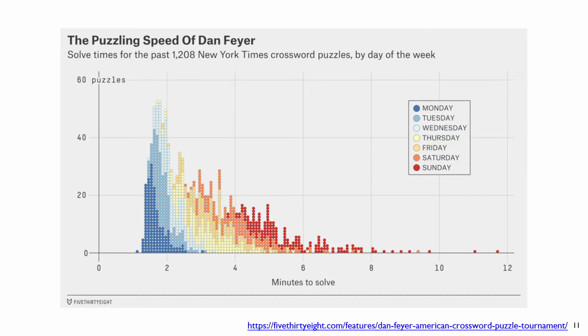Dan Fryer, the speed in which it takes Dan Fryer to do New York Times crossword puzzles. I can't do one, period. This guy is doing them in under 6 minutes on most days. And notice we have this pointillization task where you're actually using stacks of dots. Our mark is our dots, but they end up forming bars and areas as a result. And we're using color encoding to indicate the different days of the week. I think it's a really well designed visualization, and it gets to the point.